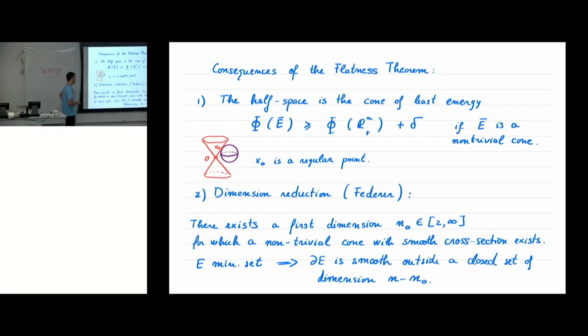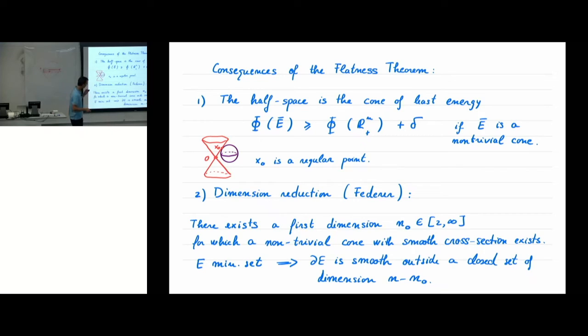There is also a dimension reduction argument due to Federer. This is again classical: there exists a first dimension n0, which possibly could be infinite, although it is not expected to be, for which a non-trivial cone with smooth cross-section exists. So the question is, let's try to find these cones. It says that up to a certain dimension, I'm just going to see the half plane, and from one dimension on, some other new cones are going to pop up. This first dimension, where another cone pops up, you call N0.